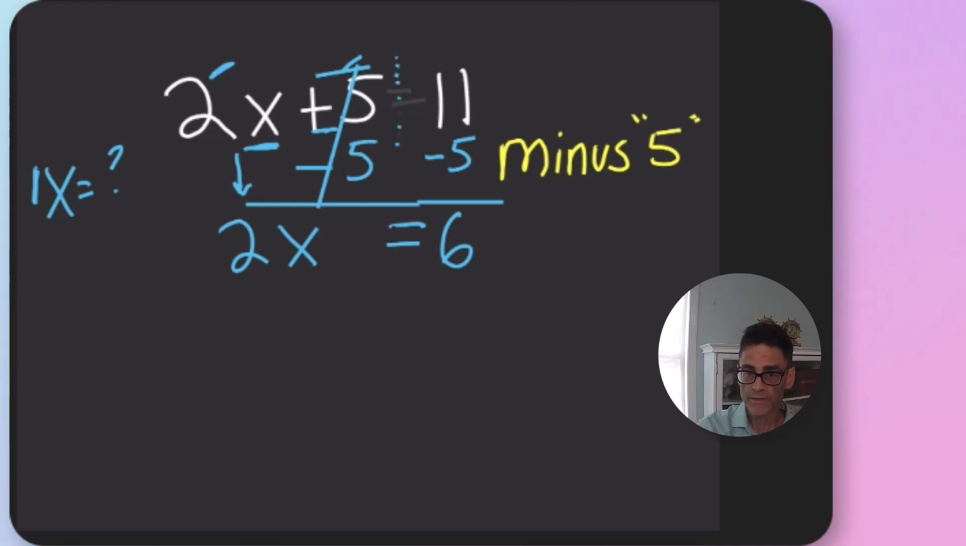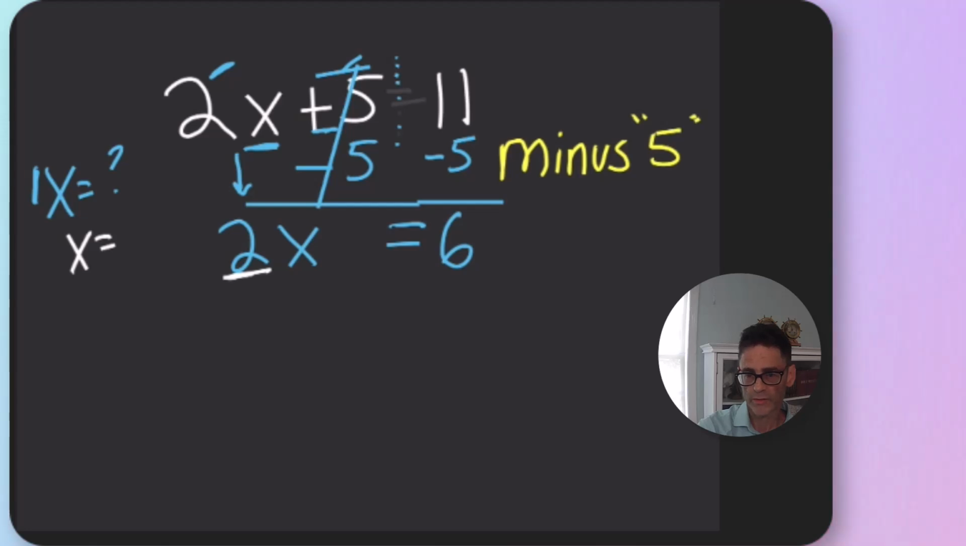Now it's time for the second step of these multi-step equations, which is to remove the 2 from in front of the x. Right now it's 2 times x. That 2 is called the coefficient of x. I need that to go away. I'm not going to add or subtract the 2 because the 2 is being multiplied by the x. That's what 2x means. 2x means 2 times x. So I want to undo or reverse that.